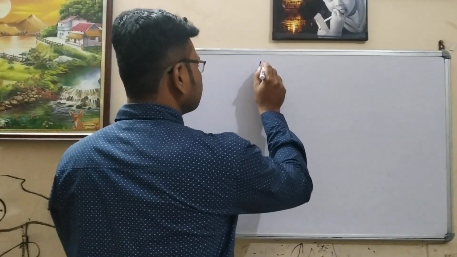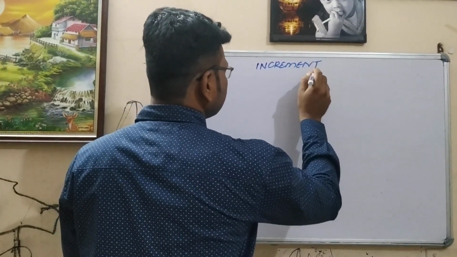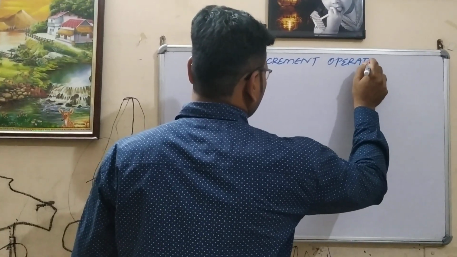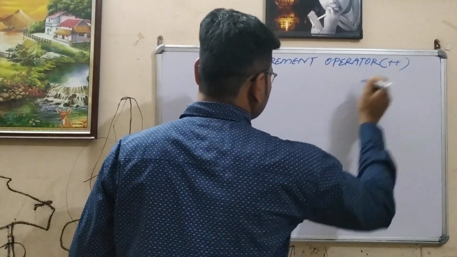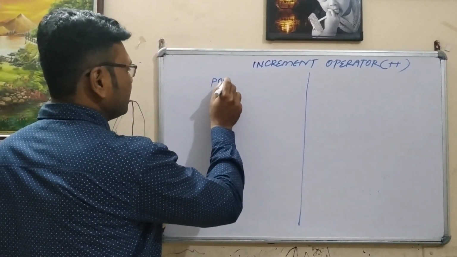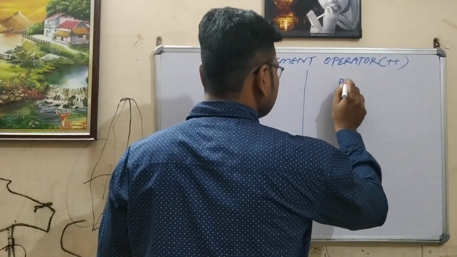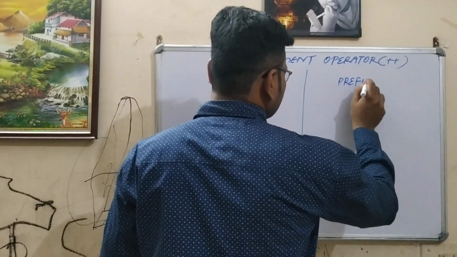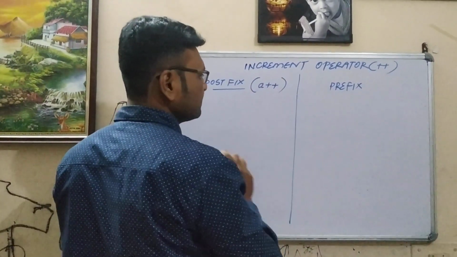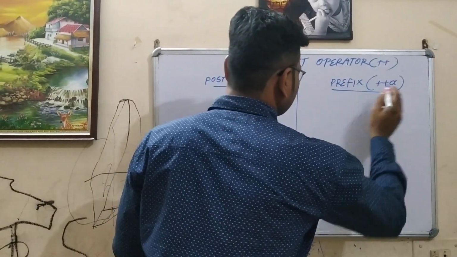Children, first we will see increment. This increment operator, that is ++, can be done in two different ways. One is postfix, another one is prefix. Postfix can be written as a++ like this. Prefix can be written as ++a in this format.